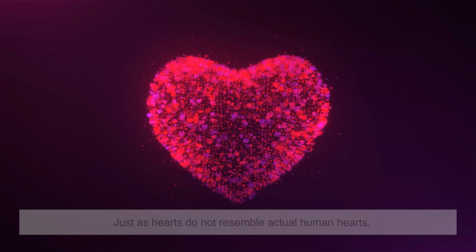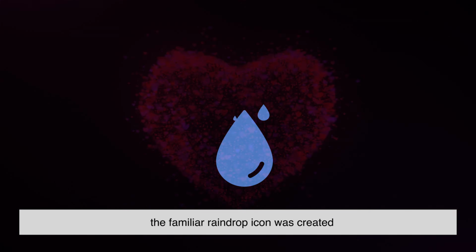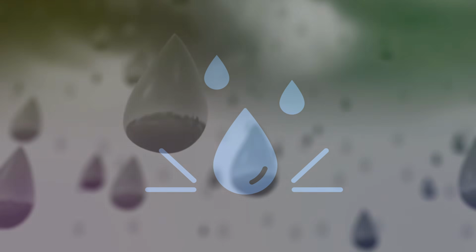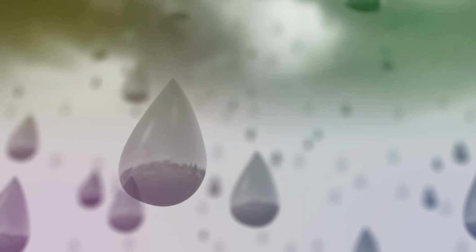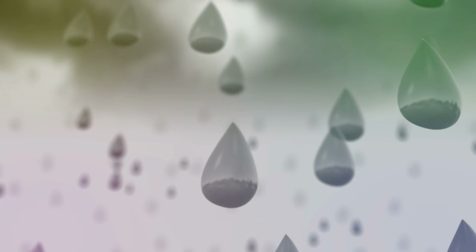This happens with many everyday symbols. Just as hearts do not resemble actual human hearts, the familiar raindrop icon was created because it communicates an idea quickly and effectively. Once people repeatedly saw the same shape throughout childhood, it became deeply ingrained in memory, making it difficult to question even when science tells a different story.